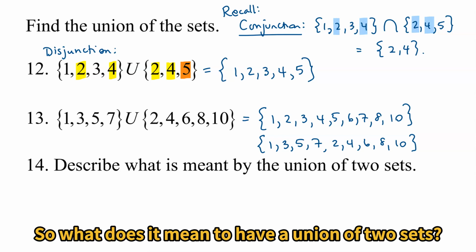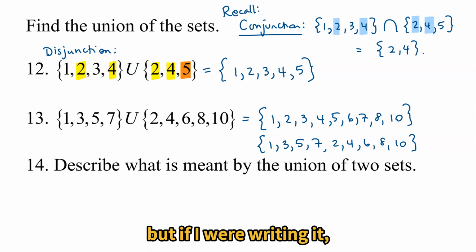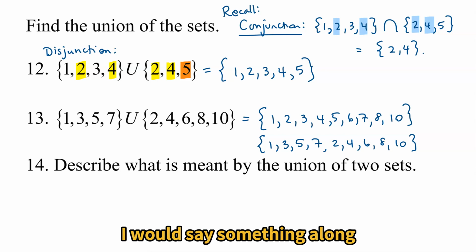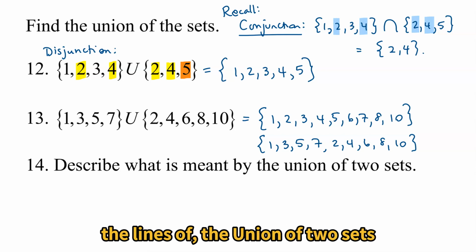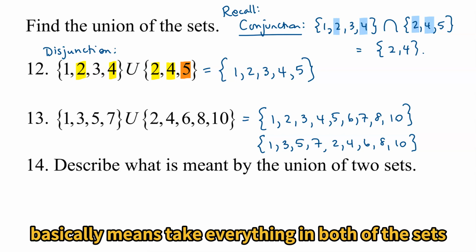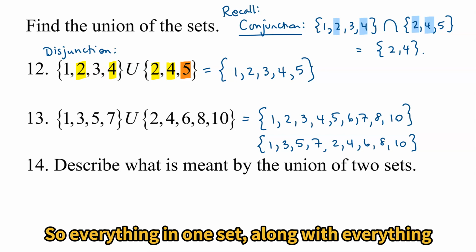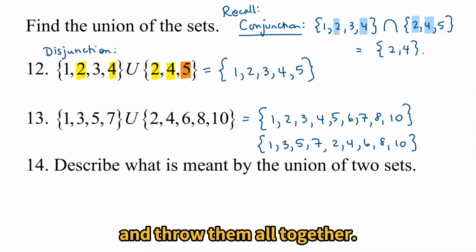So what does it mean to have a union of two sets? Write it in your own words, but if I were writing it, I would say something along the lines of: the union of two sets basically means take everything in both of the sets and put them in their own set. So everything in one set along with everything in the other set, and throw them all together.